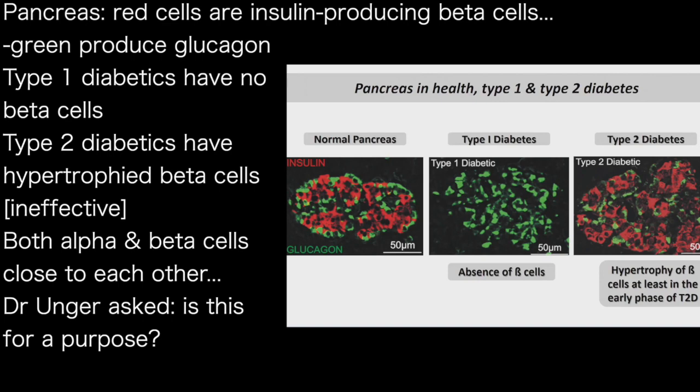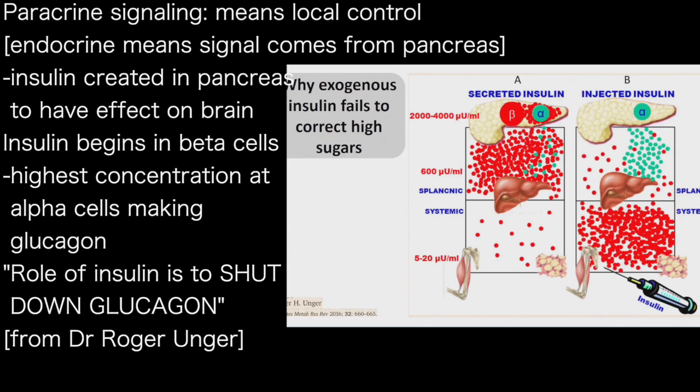And the question that Dr. Unger posed to himself is, is this an accident of nature, or is there a functional role? And I'm paraphrasing him. Paracrine means local control. Endocrine means that insulin is being produced in the pancreas, but it's having effect on the brain.